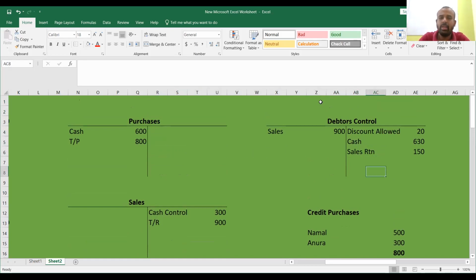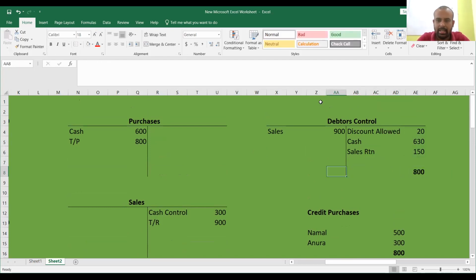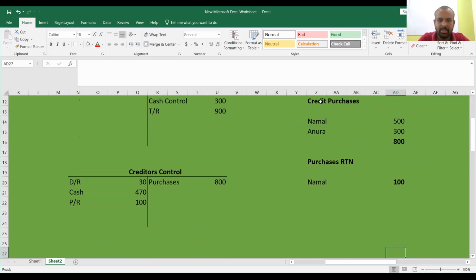Therefore, purchases account, you don't balance monthly, you balance it yearly, annually, right? Because the debtors control account is higher than 900. When you take that 900 here, you get the balance carried down, which is 100. Debtors control account, you balance, and the creditors control account.